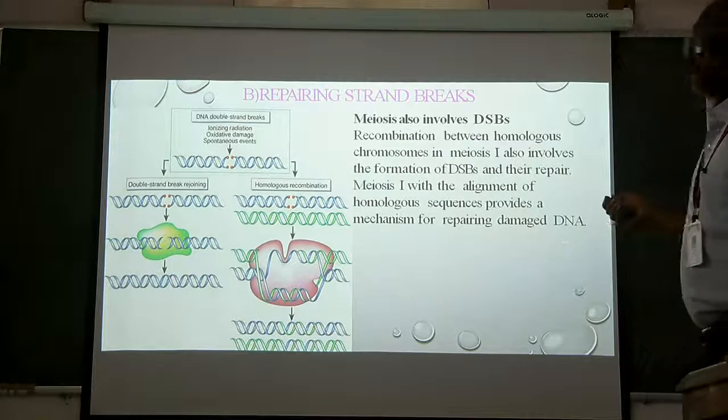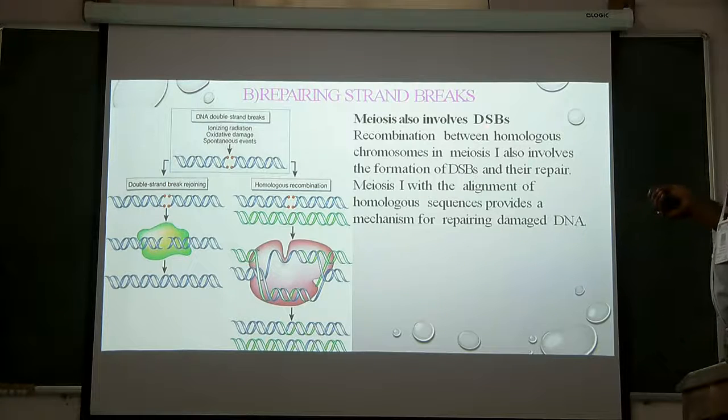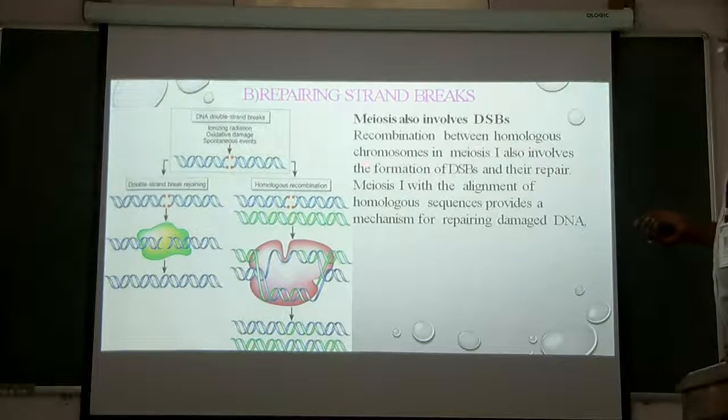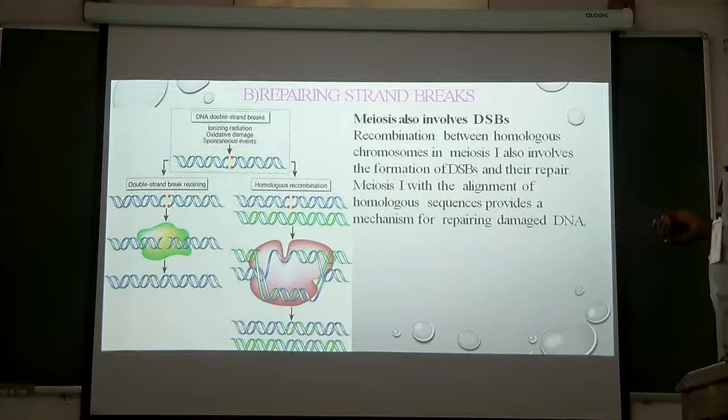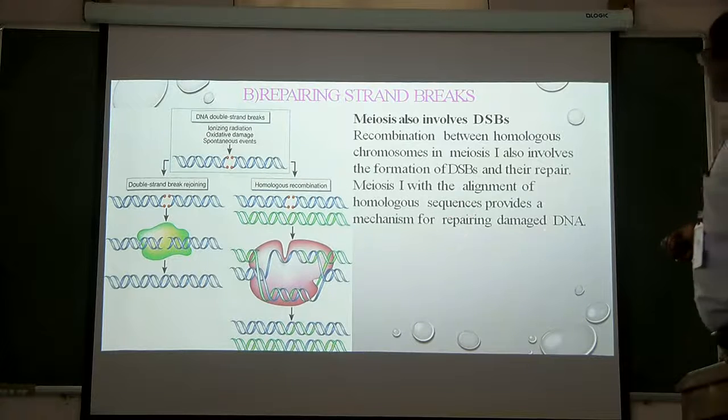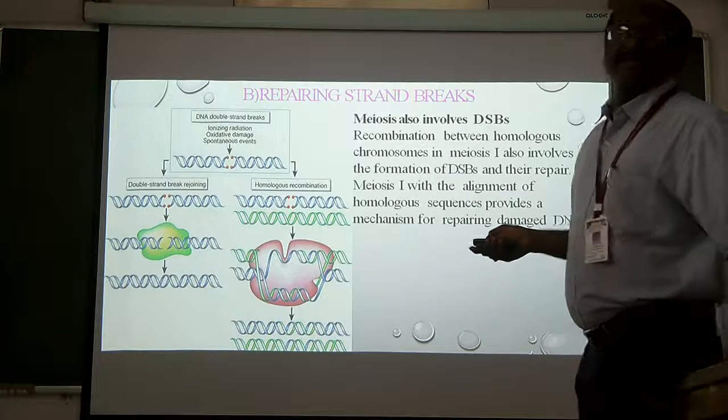So this is meiosis, also involving DSBs, the double-strand breaks, as we have identified. Recombination between homologous chromosomes in meiosis I also involves the formation of DSBs and their repair. So meiosis I, with the alignment of homologous sequences, provides a mechanism for repairing the damaged DNA.